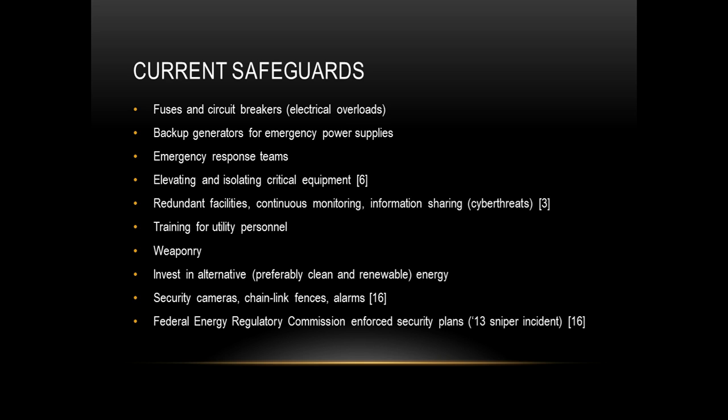PJM Interconnection LLC, an RTO, stated that their security policy maintains they have redundant facilities to protect against denial of service and other attacks that may take one of their facilities offline, continuous monitoring to look for any abnormalities, and information sharing to update everyone about the potential of any cyber threat. Training utility personnel can help mitigate the human error aspect.